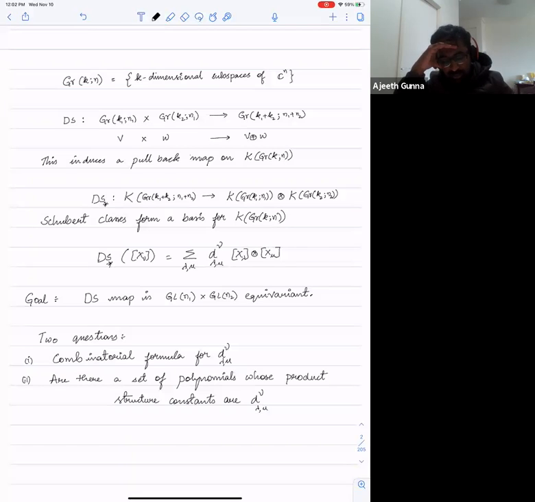I want to consider the product of two Grassmannians. I'm going to define this map ds, short for direct sum. I'm going to map them into a bigger Grassmannian. So it's (v, w) goes to v direct sum w. But this map induces a pullback on K-theory of Grassmannian. And there's an interesting basis for this ring.